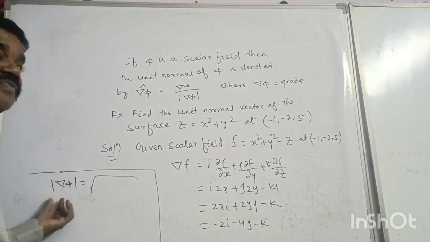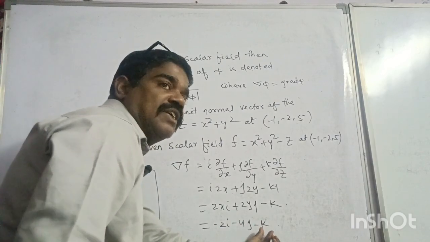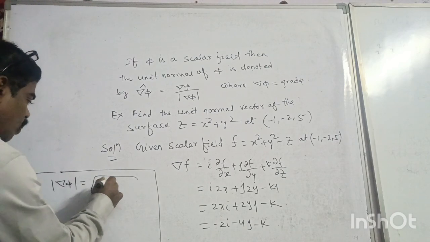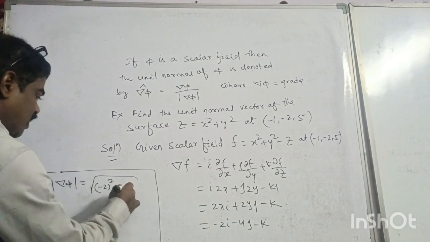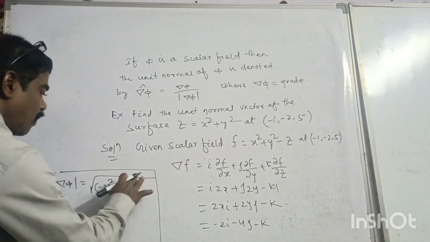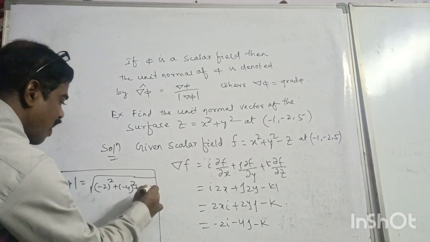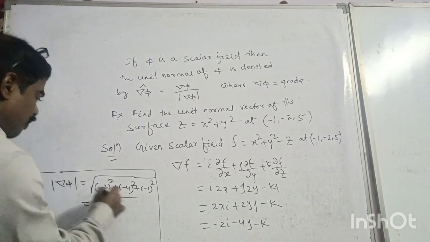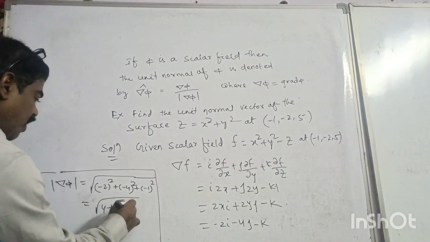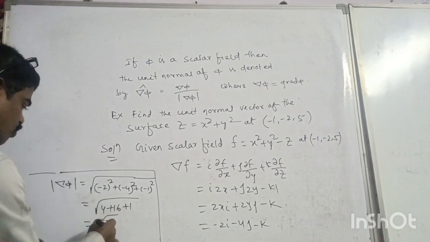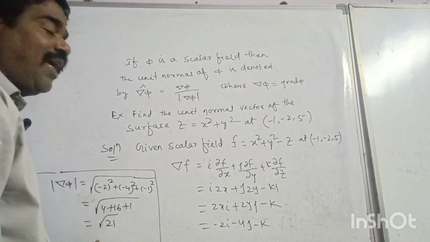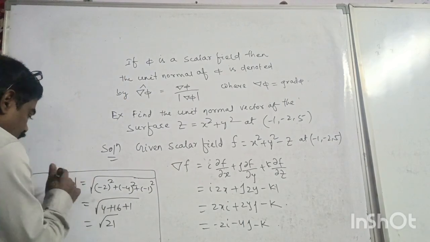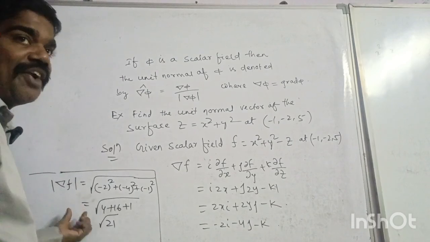Mod nabla f is equal to how much? Mod is nothing but square root of the squares of the coefficients of i, j, k. So tell me, (-2)² + (-4)² + (-1)². Have you understood or not? This is equal to under root 4 + 16 + 1, that is equal to root 21. So you got nabla f and mod nabla f. Understand or not?